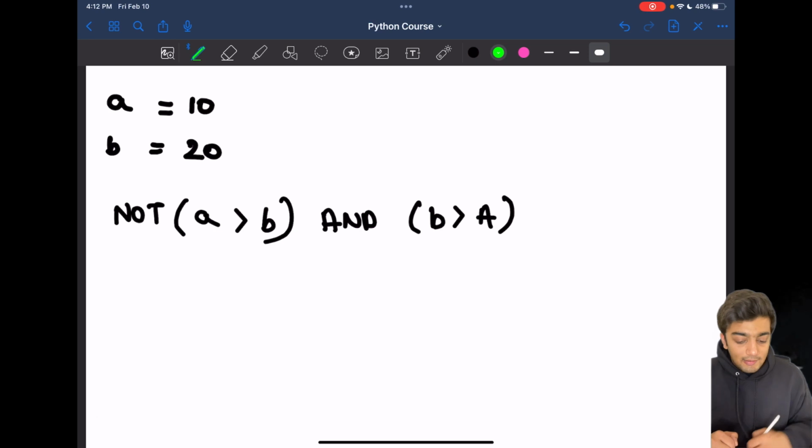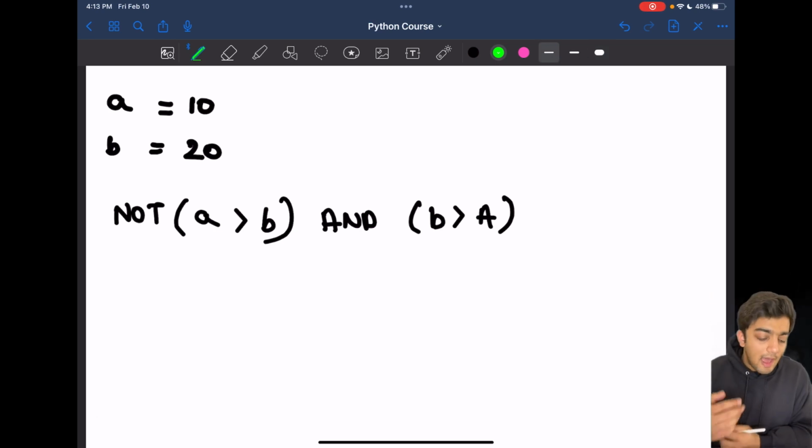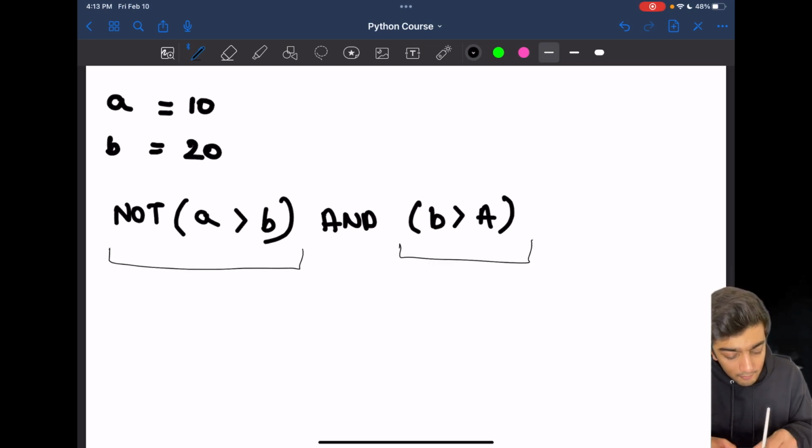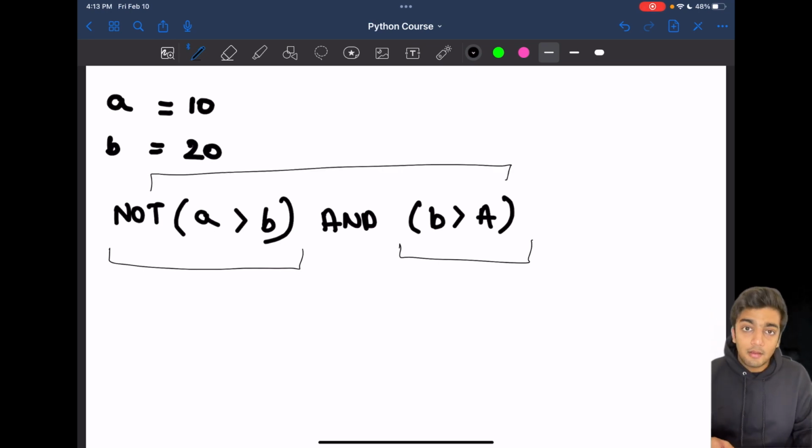Similarly, let's go on to the next one. Now, in the next one, we have our not operator. We have the and operator. We have two greater than signs as well. So let's take each condition one by one. The first condition we'll be taking is this one, and then we'll be taking this one, and then we'll be taking the whole logical or conditional statement.